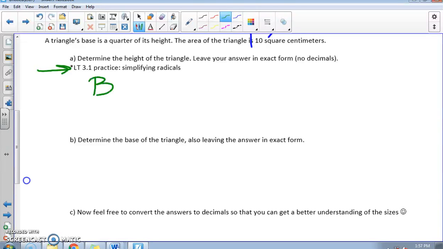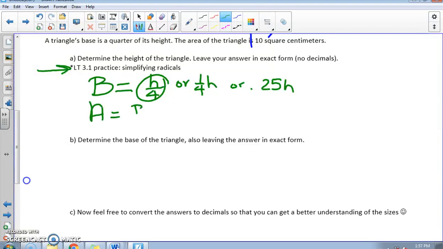So the base of a triangle is a quarter of its height. There's a couple ways you could write that. A quarter would mean the height divided by 4, or 1/4 times the height, or 0.25h. I'm going to go ahead and use h over 4. They all mean the same thing. Area, we know, is base times height divided by 2. But I'm going to be able to replace base with h over 4 times h over 2. And I know that the area is 10. So this whole thing is equal to 10.